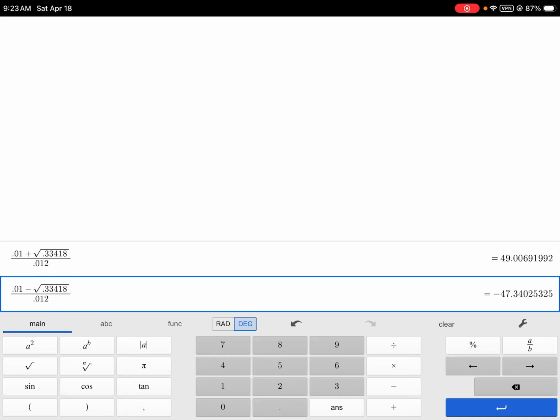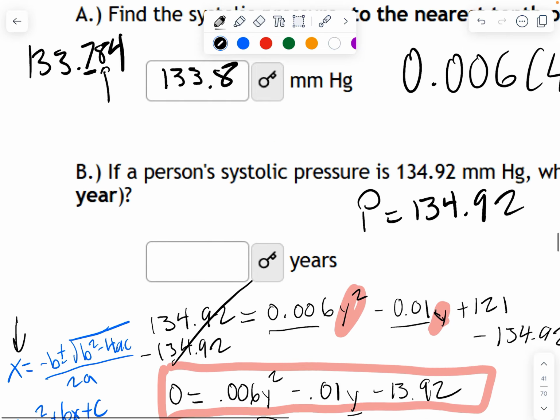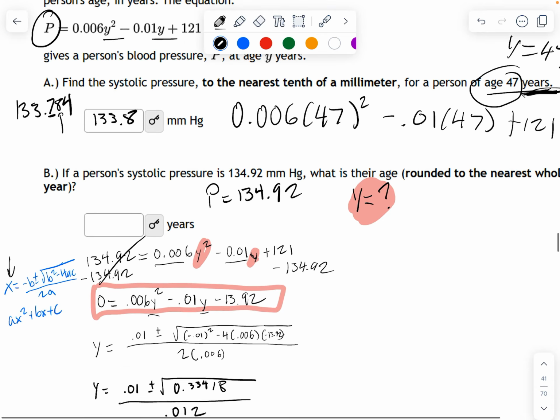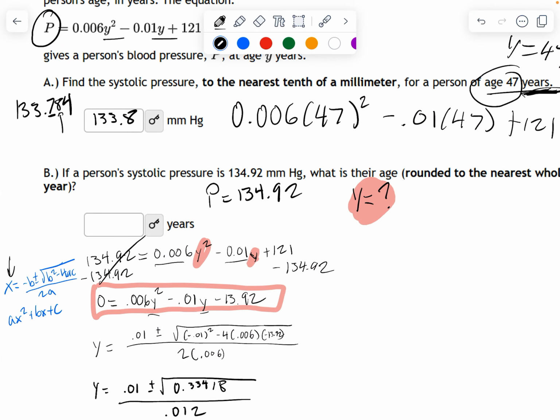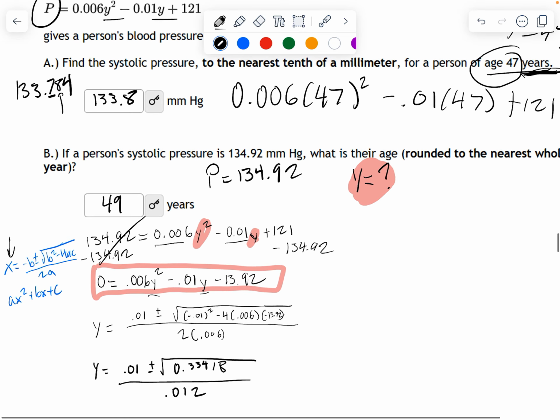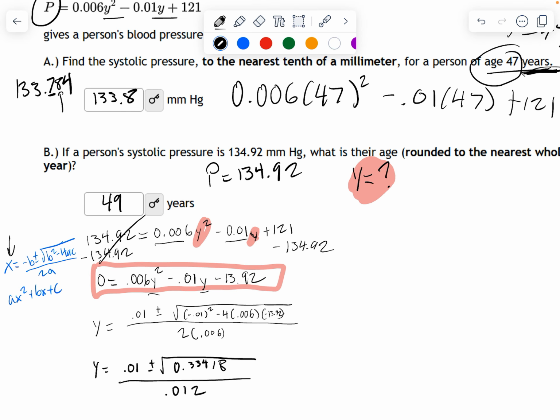Now, when we're looking at this, we're looking for the person's years, their age. It doesn't make sense for someone to be negative 47 years of age, which means that our minus, the second number here, is really not going to make sense. So that means 49 is going to be the number we care about a lot more. All right, so let's see. Rounded to the nearest whole year, we had 49.0069192, right? That's just 49. Okay? And that's it. That's as crazy as this one gets.